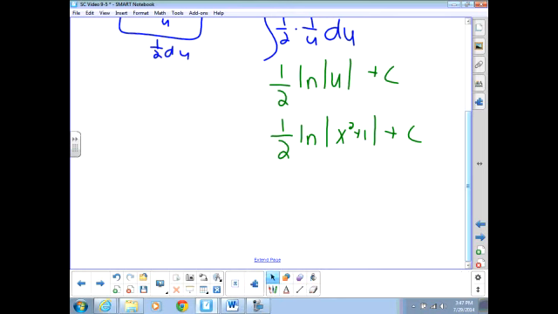Now, because x squared plus 1 always has to be positive, because when you square something it's positive and then we're adding 1, after you plug in the x squared plus 1, technically you could remove the absolute value bars because it'll always be positive, so it would be the exact same thing.